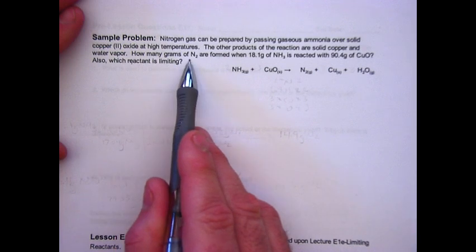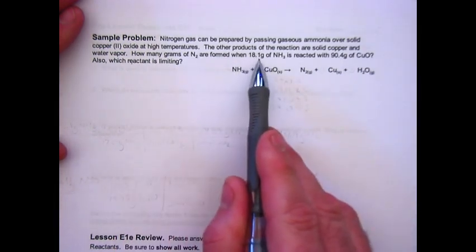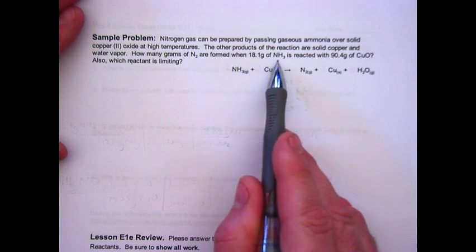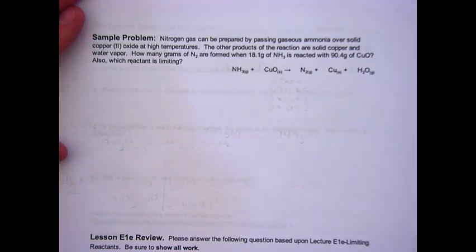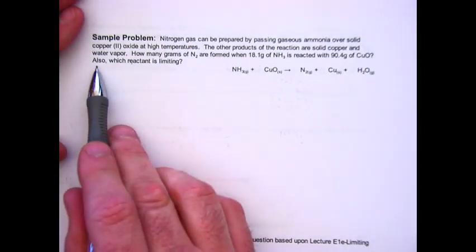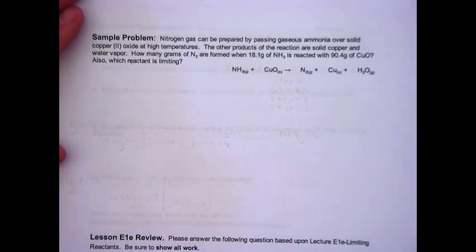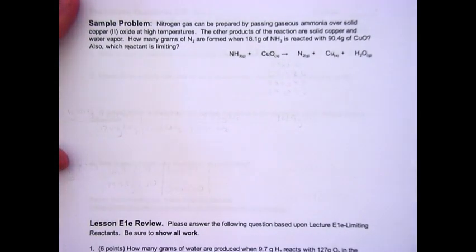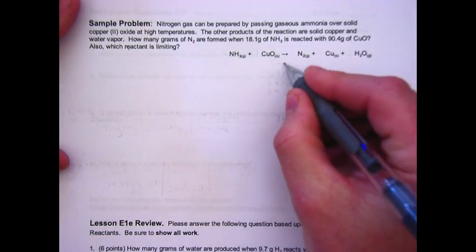How many grams of nitrogen are formed when 18.1 grams of ammonia is reacted with 90.4 grams of copper 2 oxide? Also, which reactant is limiting? Now, as with all stoichiometry problems, the very first step is you must provide a balanced chemical equation. So we're going to balance this very quickly.